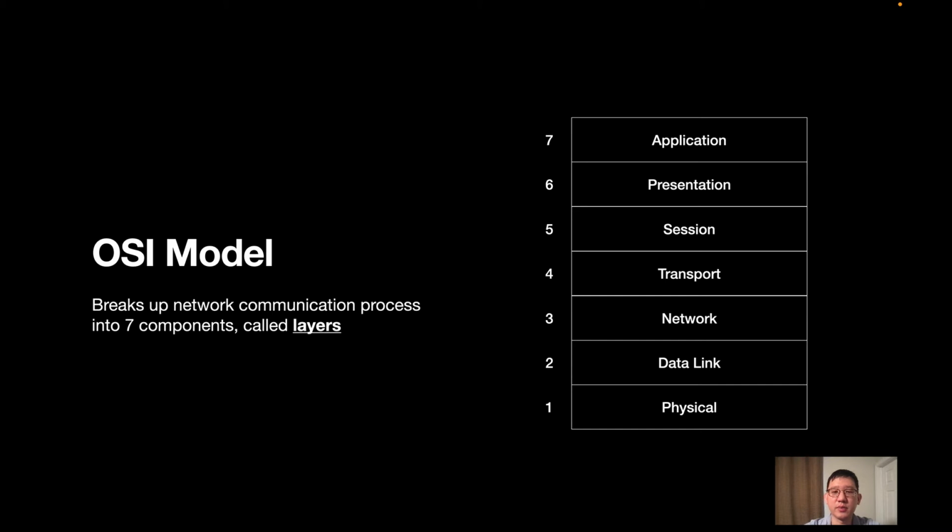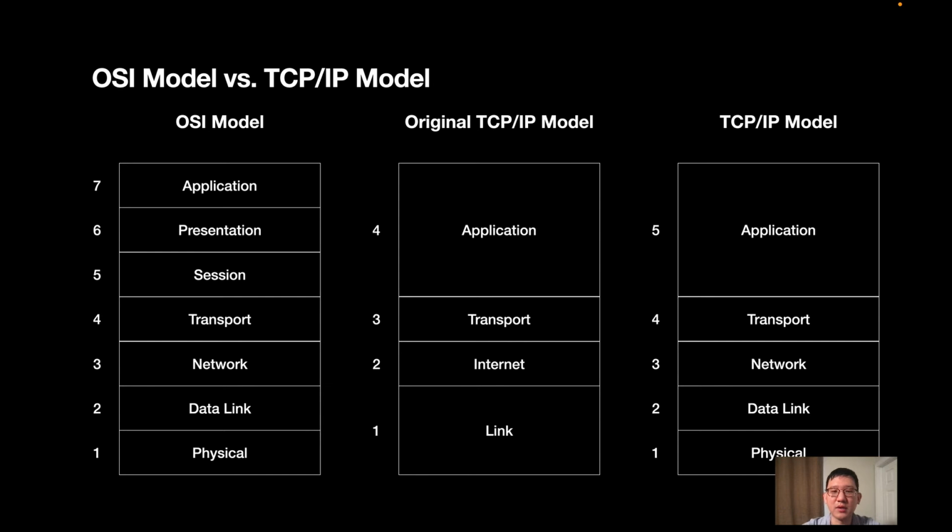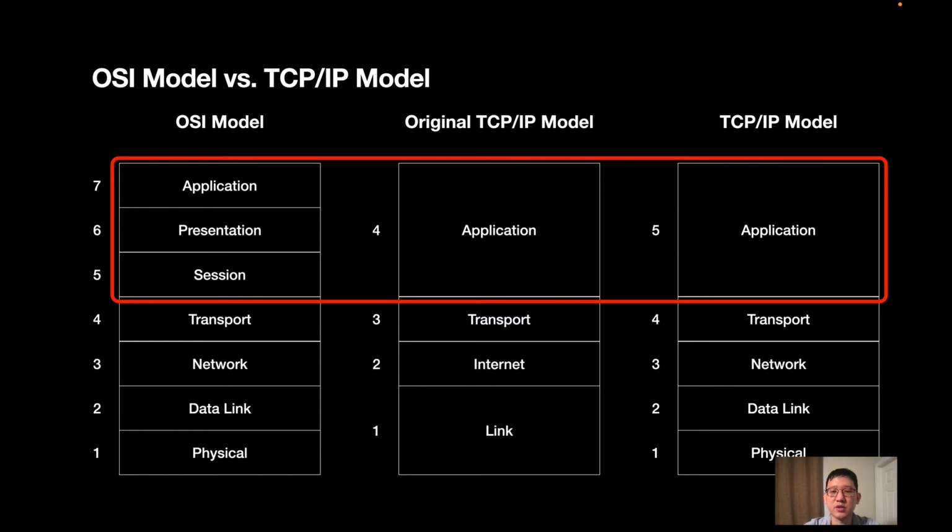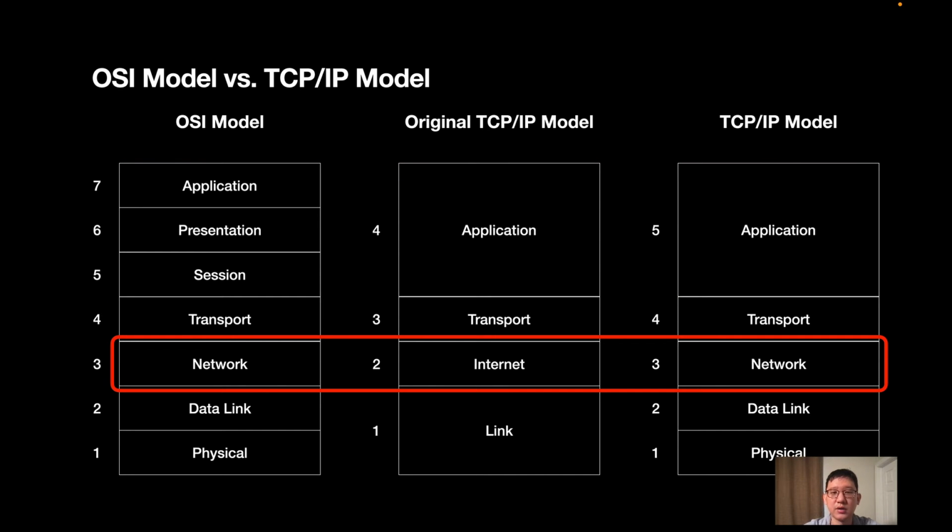Let's do a quick comparison between the OSI model and the TCP/IP model. Notice that there has been one minor revision to the TCP/IP model, and I've included both here. Starting from the top, we can see that the OSI model defines the session, presentation, and application layers. The TCP/IP model combines all those 3 layers of the OSI model into a single layer called the application layer. Next, layer 3 in the OSI model is called the network layer. In the original TCP/IP model, that layer is called the internet layer. However, in the latest TCP/IP revision, it is now called the network layer.